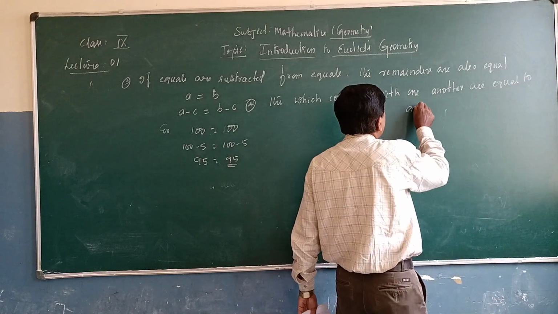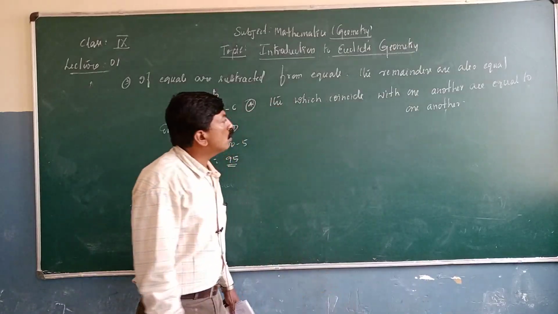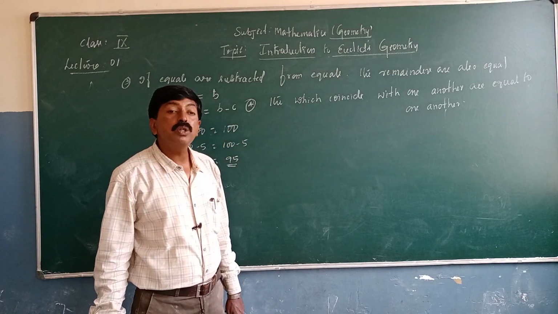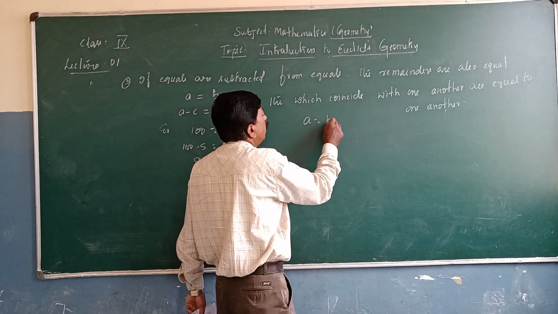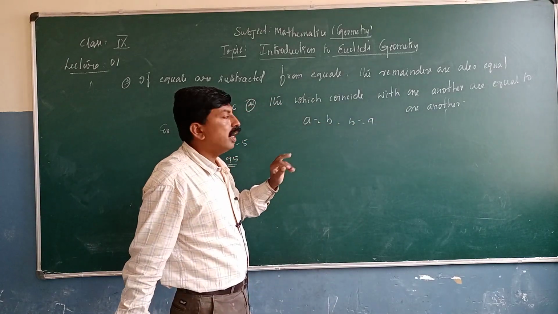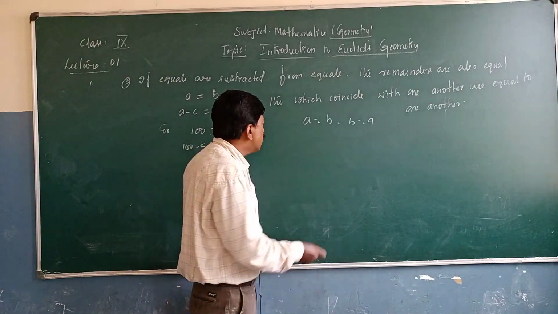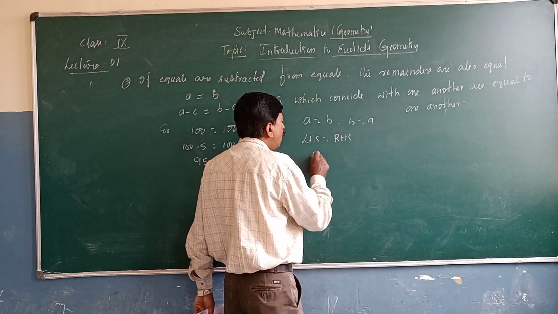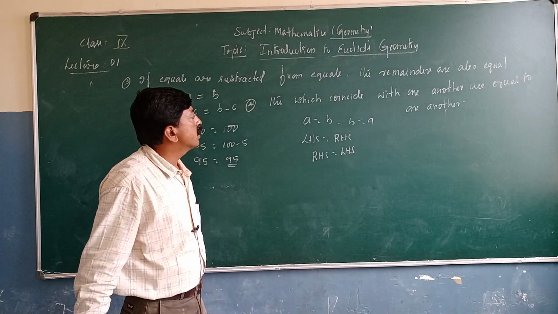One another are equal to one another. Read this statement: things which coincide with one another are equal to one another. Remember, if A is equal to B, then B is equal to A. If A is B, then we can say that B is A. It means if LHS must be equal to RHS, then RHS must be equal to LHS. That is the meaning of this statement.